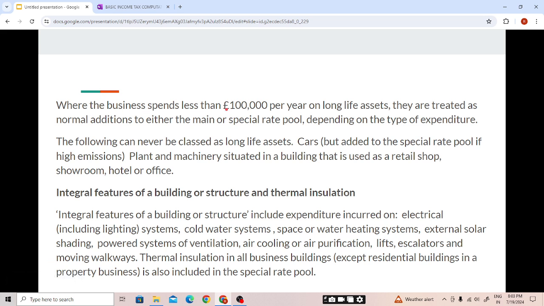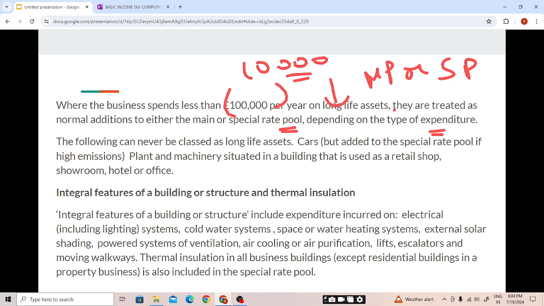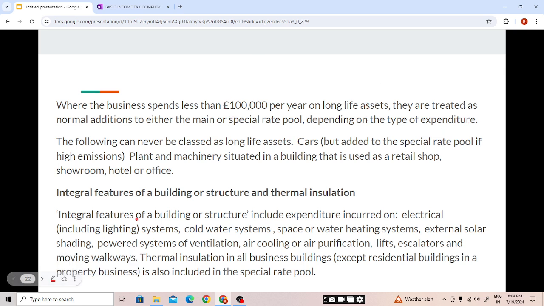Where the business spends less than 100,000 per year on long life assets, they are treated as normal addition to either the main or special rate pool depending on the type of expenditure. If the expenditure is less than £100,000, then it will normally be treated under main pool or special rate pool depending on the case. Generally main pool, but special pool includes long life assets or installation, thermal installation, integral features and CO2 emission of cars more than 50 grams.